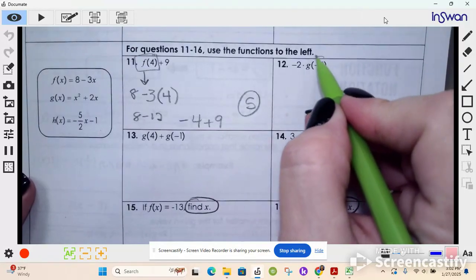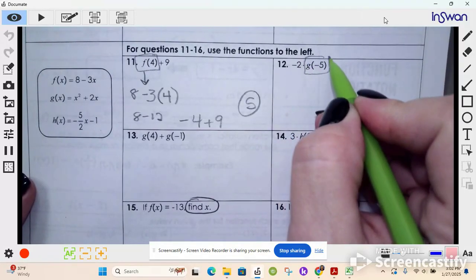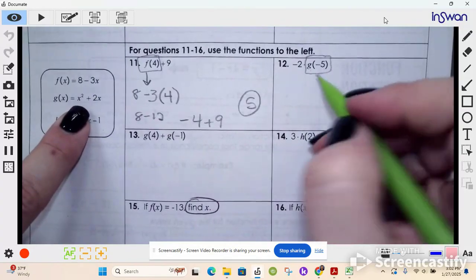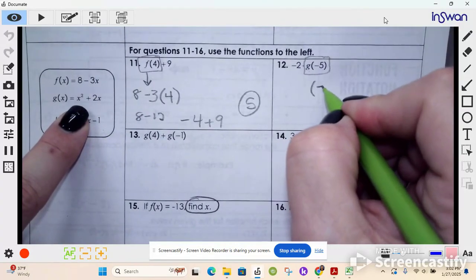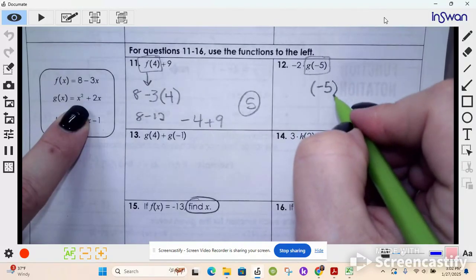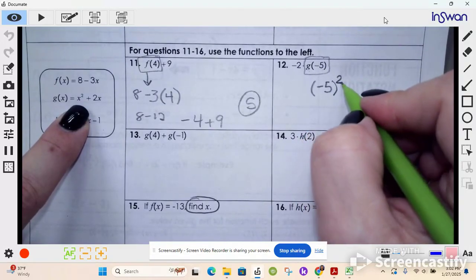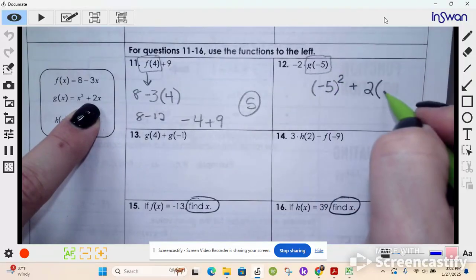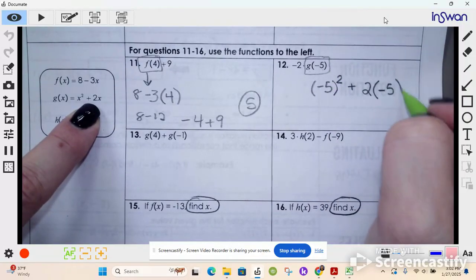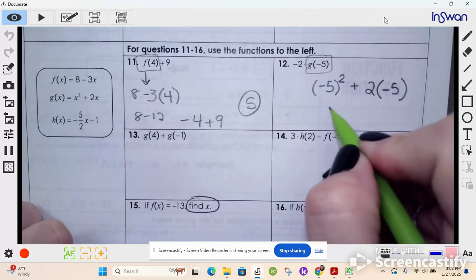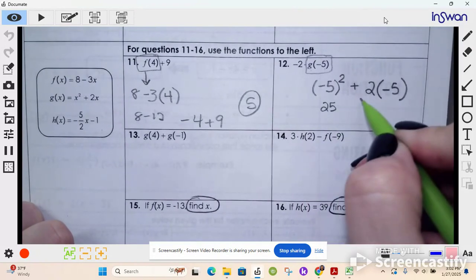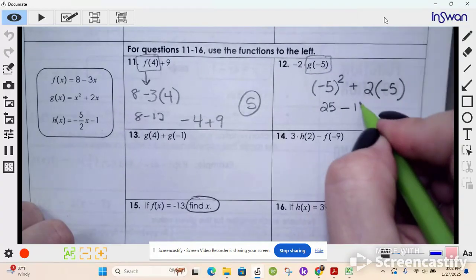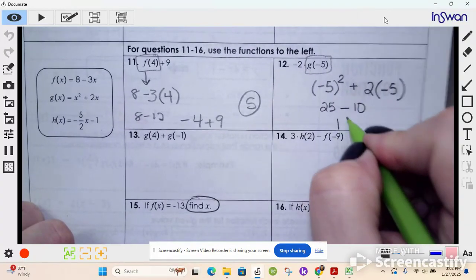Over here, the function is right behind it. So we need to first find the g of negative 5. So we're going to go to our g function, replace x with negative 5. So x squared means negative 5 squared, plus 2 times, substitute that negative 5 in for x. So a negative 5 times a negative 5 is positive 25. Positive 2 and negative 5 makes negative 10 when you multiply. Last step, subtract. So that's 15.